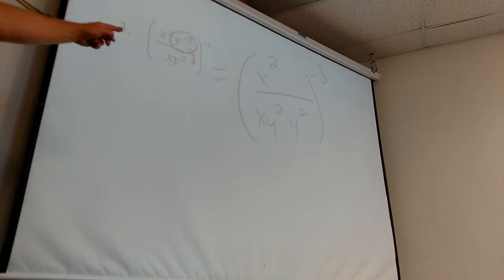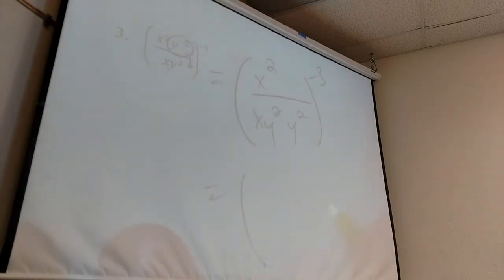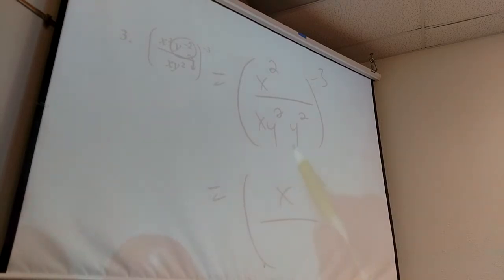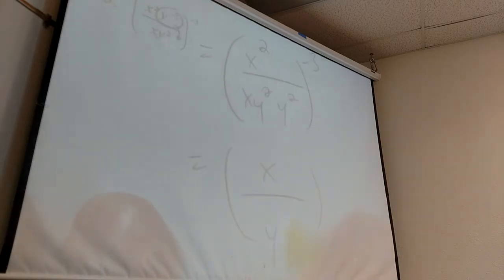Now, analyze what you got. What can I do on the inside still? What about the x's? How many x's are left? 1. Where? On the top, because that's where more of them were. How many y's do I have on the bottom now? 4. And I still got my -3.